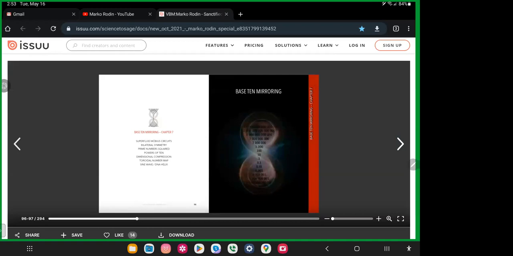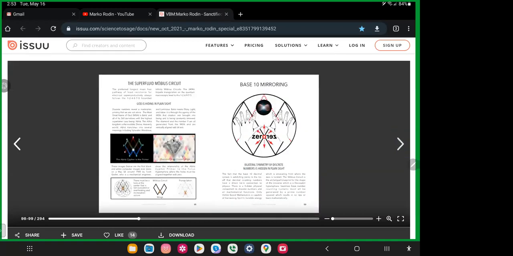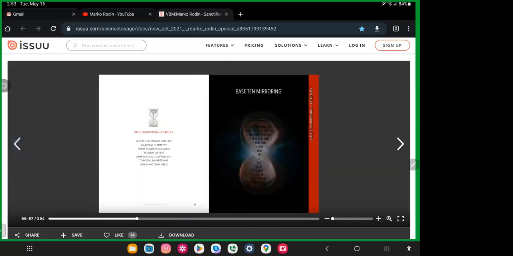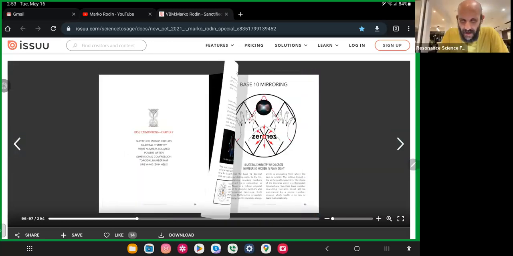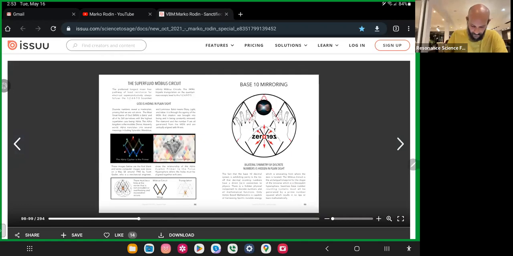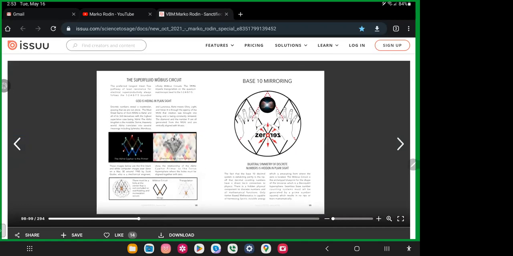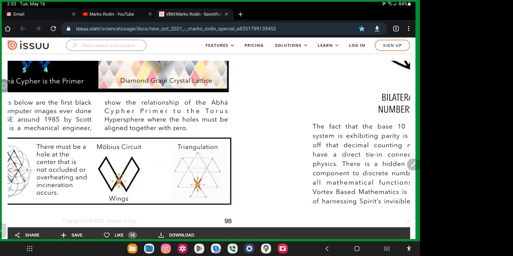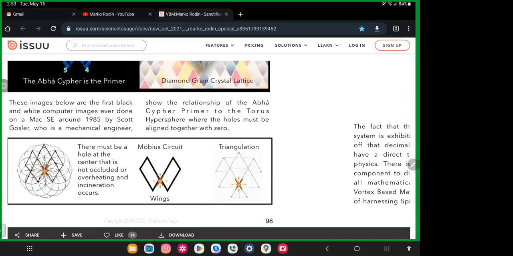Every coil must have an associated field. Every electrical coil makes a magnetic field. This is showing that the base 10 is triangulated.